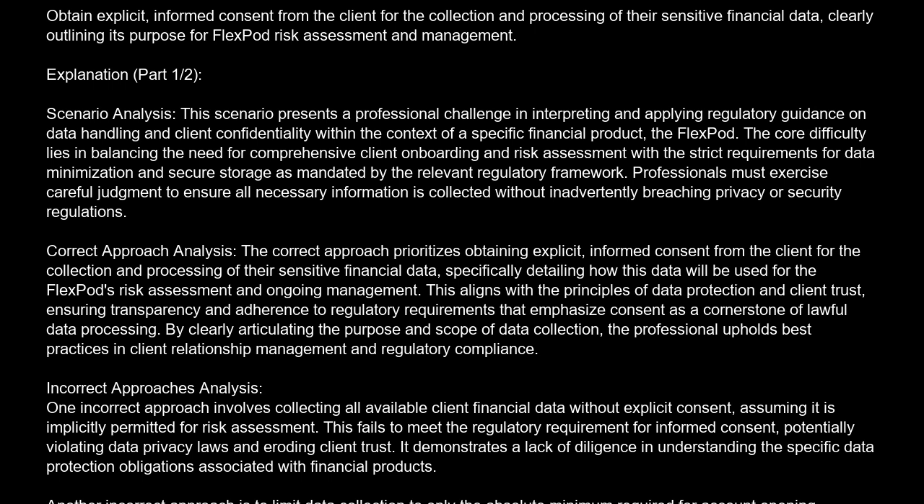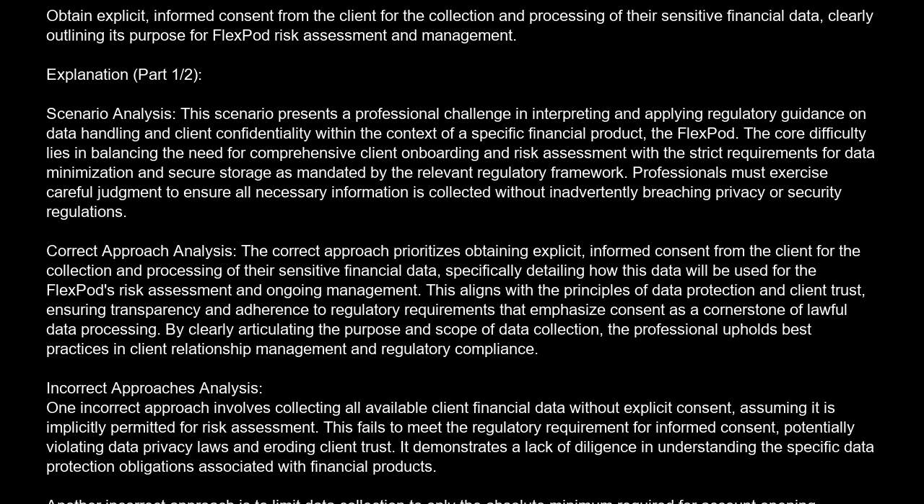Explanation. Scenario analysis. This scenario presents a professional challenge in interpreting and applying regulatory guidance on data handling and client confidentiality within the context of a specific financial product, the FlexPod. The core difficulty lies in balancing the need for comprehensive client onboarding and risk assessment with the strict requirements for data minimization and secure storage, as mandated by the relevant regulatory framework. Professionals must exercise careful judgment to ensure all necessary information is collected without inadvertently breaching privacy or security regulations.